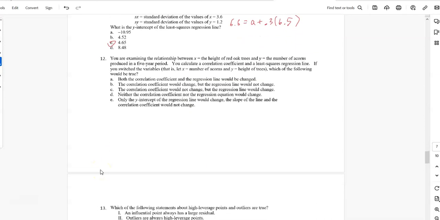We examine the relationship between X, the height of oak trees, and Y, the number of acorns produced in a 5-year period. Calculate the correlation coefficient and the least squares regression line. If you switched variables, that is, X and Y switched, which of the following would be true? One thing we know for sure, the correlation is going to stay the same, right? Correlation doesn't change when you switch X and Y. So the correlation coefficient would change? No, that's not true. So those two are gone.